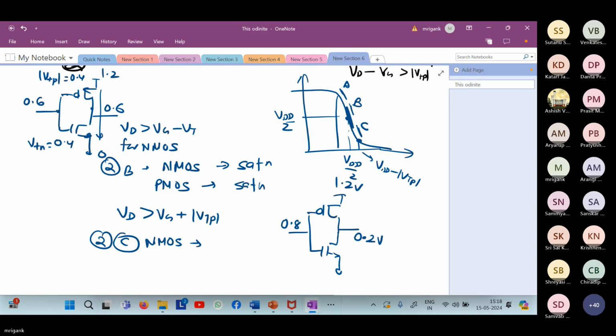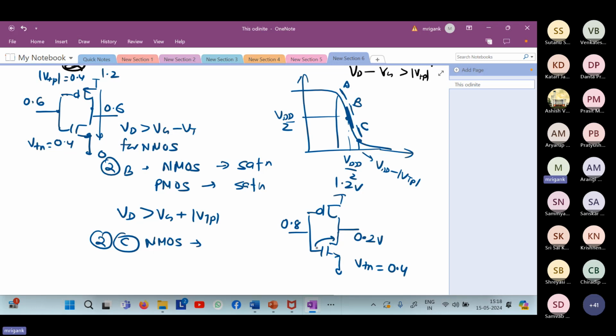Triode. Triode, because if I assume that VT is around 0.4 volt, and here we have VG minus VD, gate to drain voltage. If you see, drain voltage is lower than gate voltage by more than VT. If I assume that VTN is around 0.4 volt, definitely from the gate to drain, the drop is 0.6 volt. Therefore, there is a channel formed at the drain side. That is the easy way to remember.